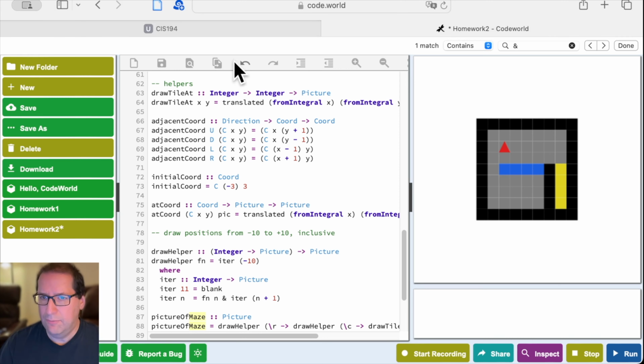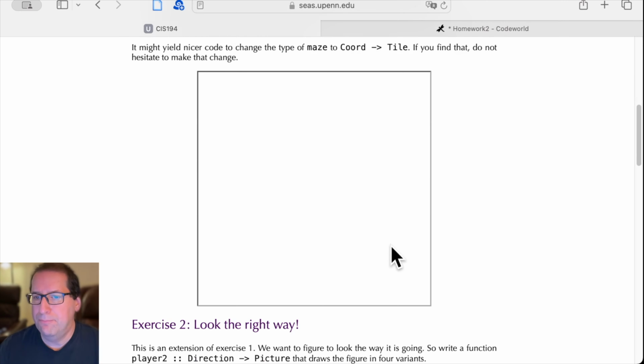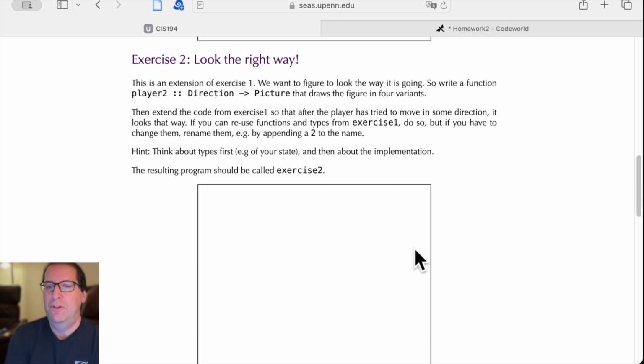Before we do that, let's look at Exercise 2. This is an extension of Exercise 1. We want the figure to look the way it is going. So write a function player2 from direction to picture that draws the figure in 4 variants. Then extend the code, so after the player has tried to move in some direction, it looks that way. If you can reuse functions and types, do so, but if you have to change them, rename them by appending a 2 to the name. The resulting program should be called Exercise 2.